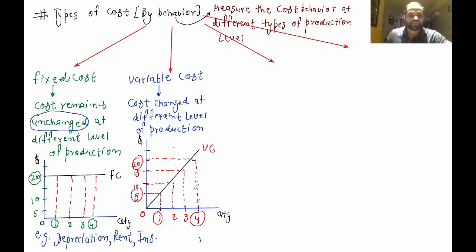Now, what are examples of variable cost? Variable cost examples could be direct material, direct labor, and direct expense, right? So direct material, direct labor, direct expense are part of your variable cost. So we have 3 types of cost, right? So variable cost is finished.